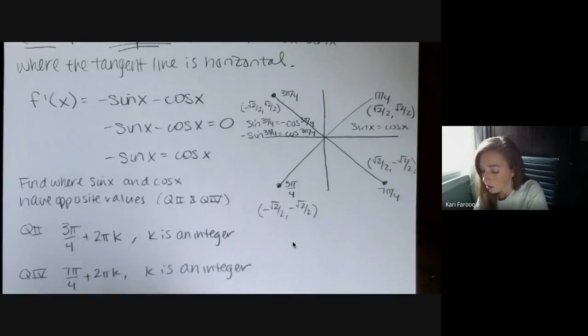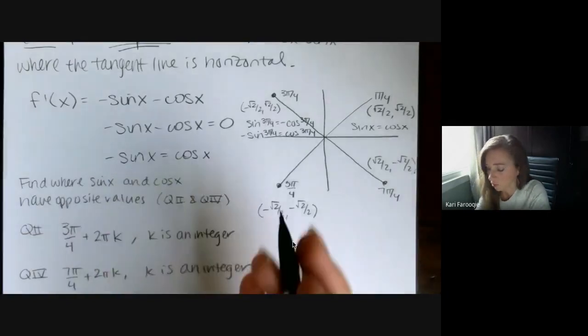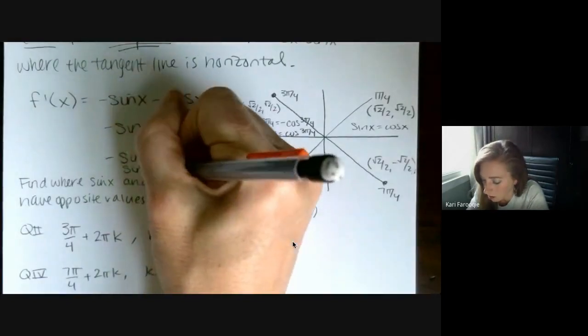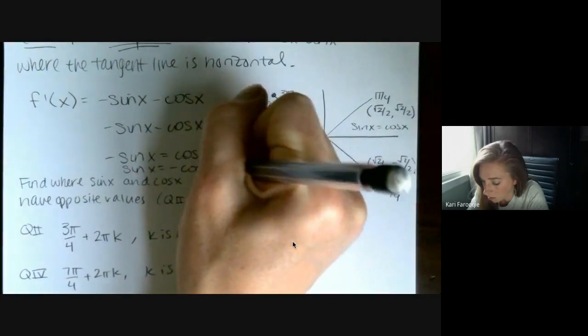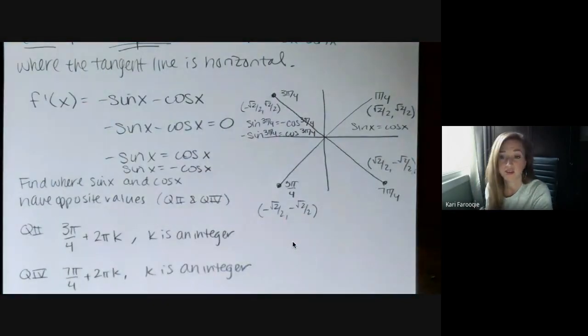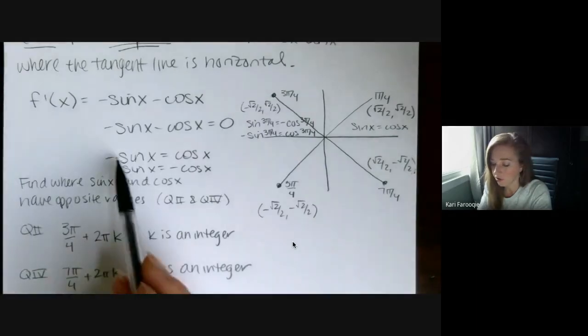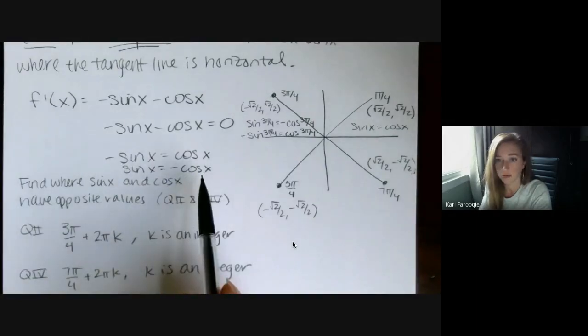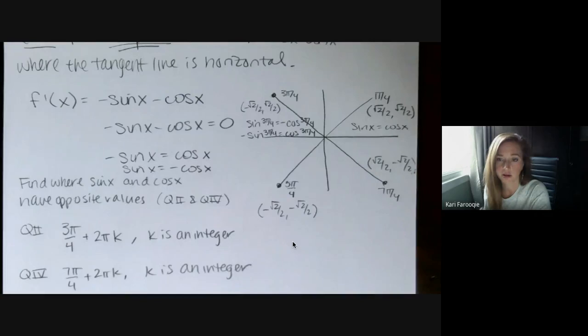Well, remember, we could also divide both sides of this equation by -1, and then you would end up with this equation, which means exactly the same thing. So whether it's this one or that one, they just have to have opposite values.